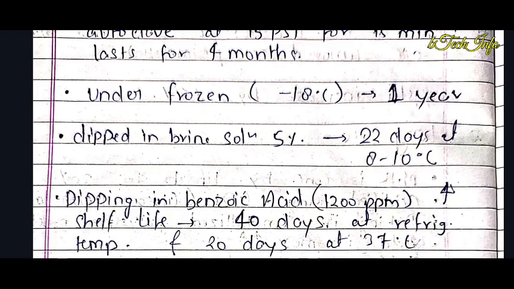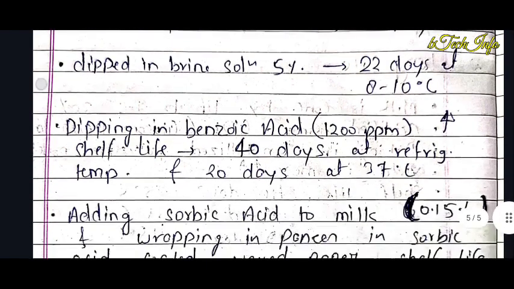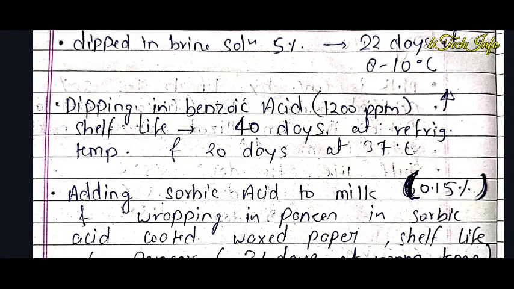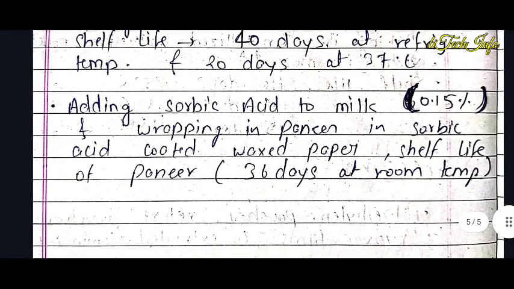Also dipping in a 5% brine solution will last up to 22 days at 8 to 10 degrees Celsius. Also we can dip the paneer in benzoic acid of 1200 ppm to increase the shelf life up to 40 days at refrigeration temperature, and up to 20 days at 37 degrees Celsius. Also we can add sorbic acid to the milk up to 0.15% and wrap the paneer in sorbic acid coated wax paper, so it will also increase the shelf life up to 36 days at room temperature.